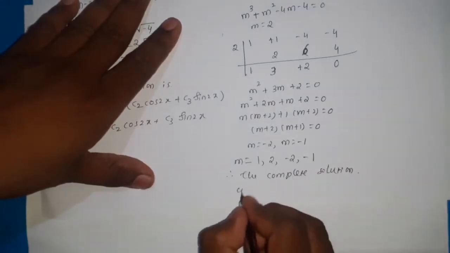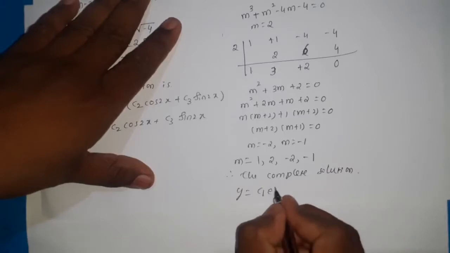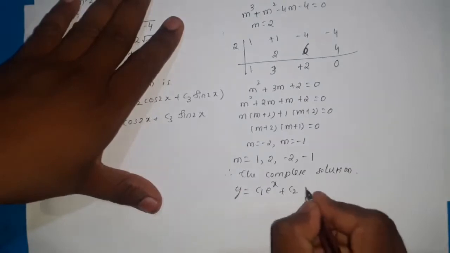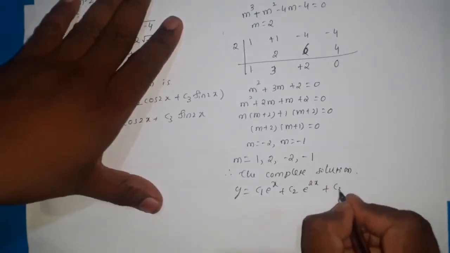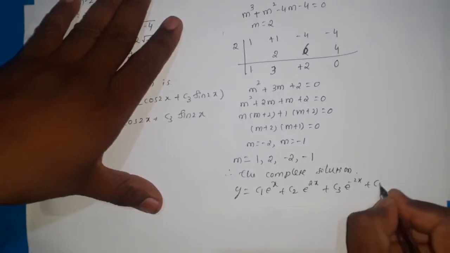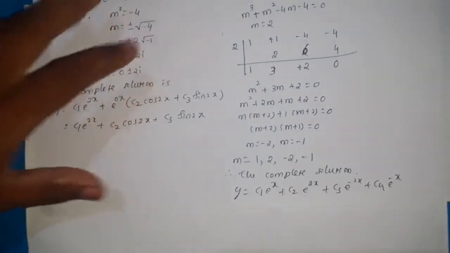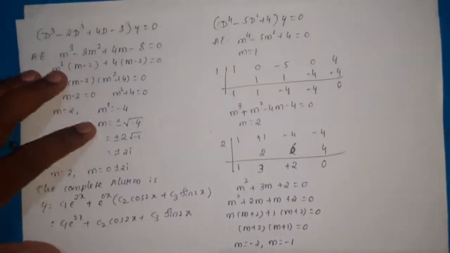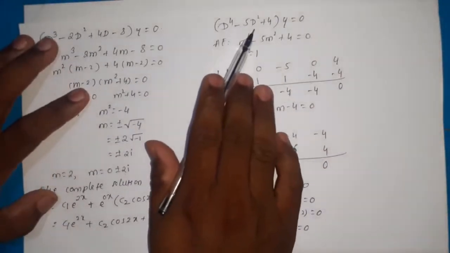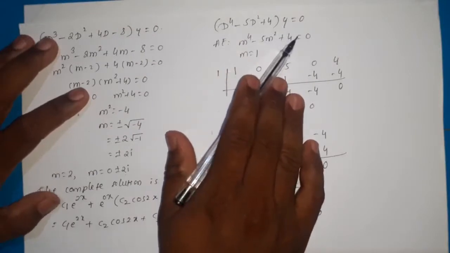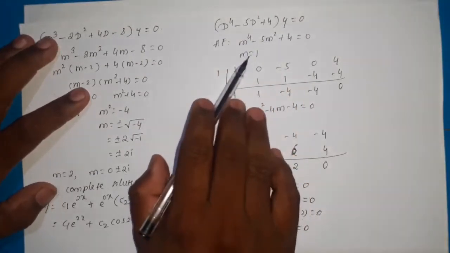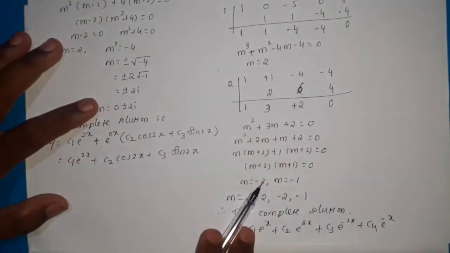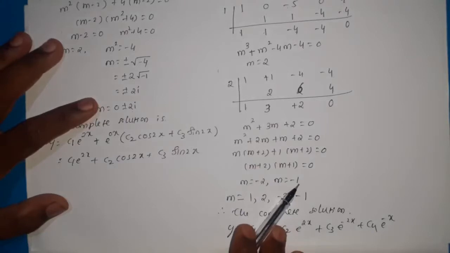So therefore, the complete solution of this equation is y = c1 e^x (the first root is 1) + c2 e^(2x) + c3 e^(-2x) + c4 e^(-x). So it is the complete solution of the given differential equation. So here the equation is (D^4 - 5D^2 + 4)y = 0. Here is the auxiliary equation: first root m = 1, second root m = 2, third root m = -2 and fourth root m = -1.